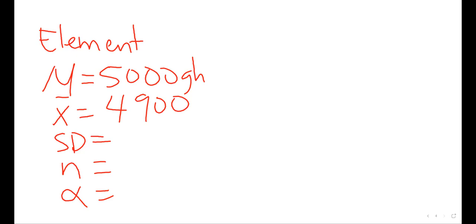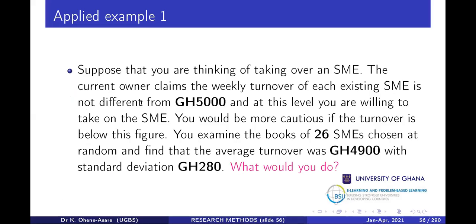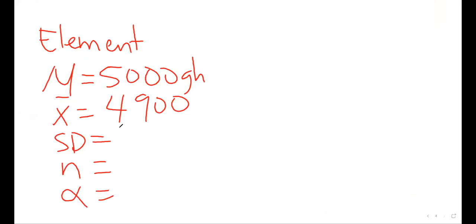Now, who can then tell me the standard deviation and the sample size? What value is the standard deviation and what value is the sample size? Roland. Sample size is 26. Standard deviation is 280. That is correct. The sample standard deviation is 280, because that one comes along with the sample mean. The sample size is usually collected, and we are told that this is 26 companies.